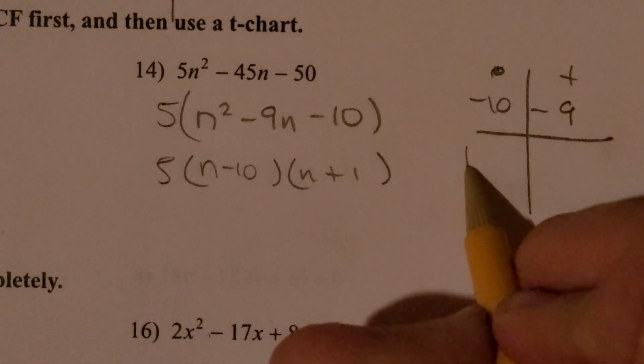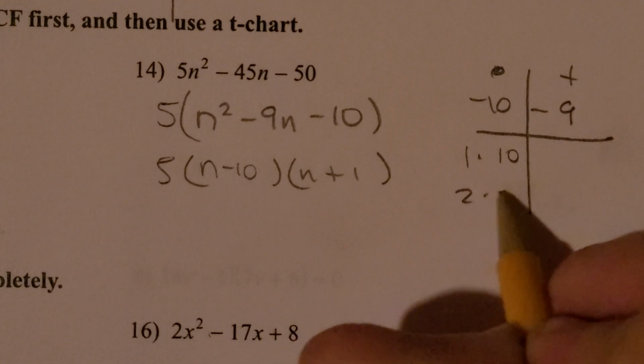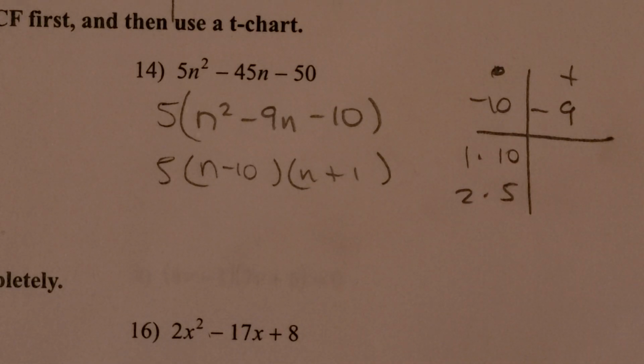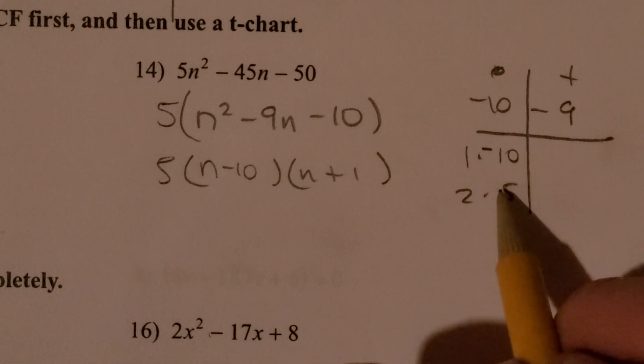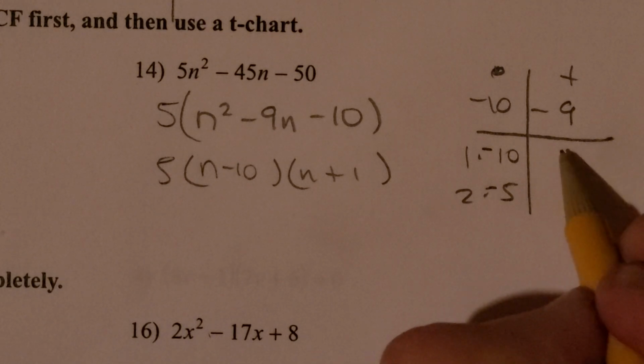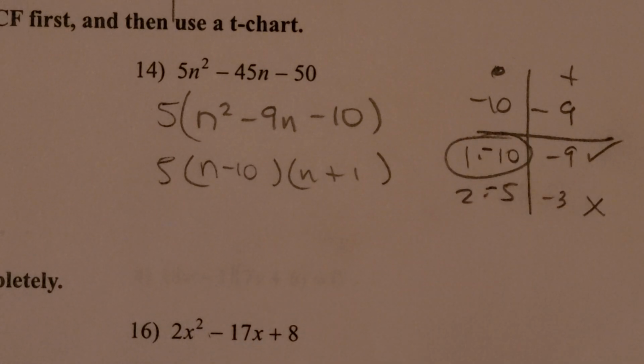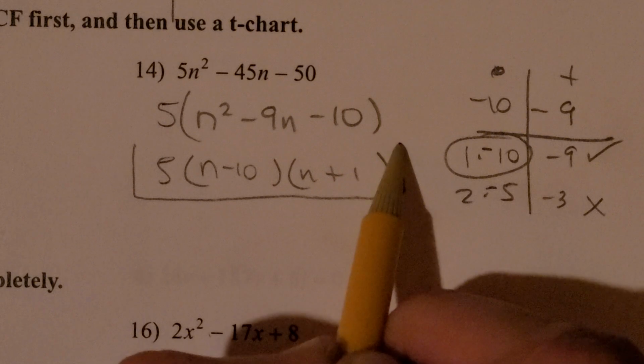And you could write out, let's see, 1 times 10, 2 times 5, but I know one of them has to be negative because it's actually a negative 10. So 1 times a negative 10 or 2 times a negative 5. And only one of those actually adds to negative 9, like I want. So this is my final answer.